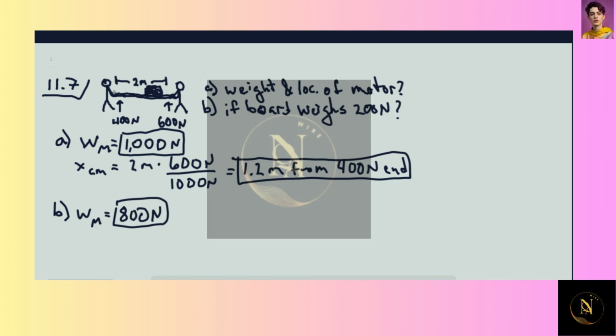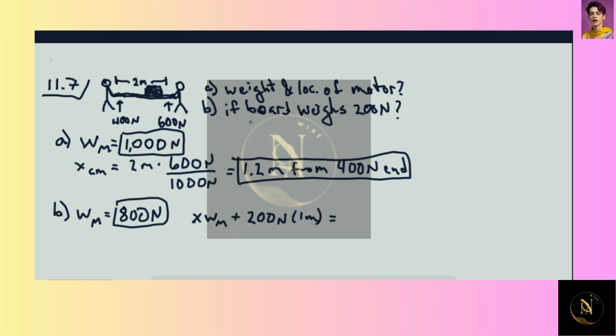So if we put the axis here at the 400 Newton side again, we have that x times the weight of the motor plus the 200 newtons, that's the weight of the board, times the 1 meter. That's halfway between the two people.